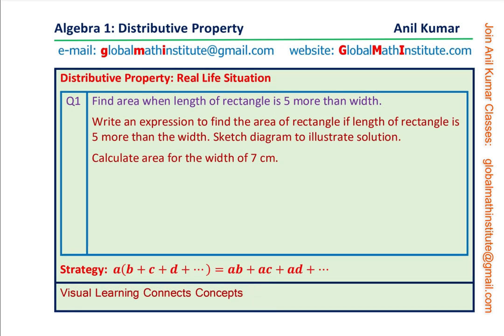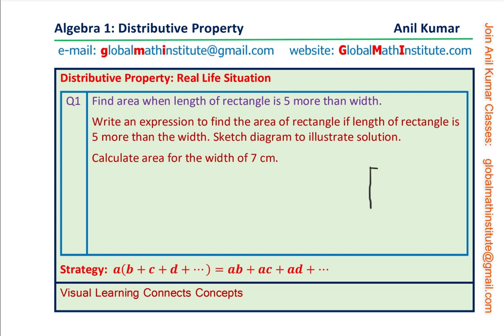So the very first one, as you can see here, is relating to finding the area when the length of the rectangle is 5 more. The question here is, write an expression to find area of a rectangle if length of rectangle is 5 more than width. Sketch a diagram to illustrate the solution. Calculate area for width of 7 centimeters. So it's a complete package in itself, learning all the concepts.